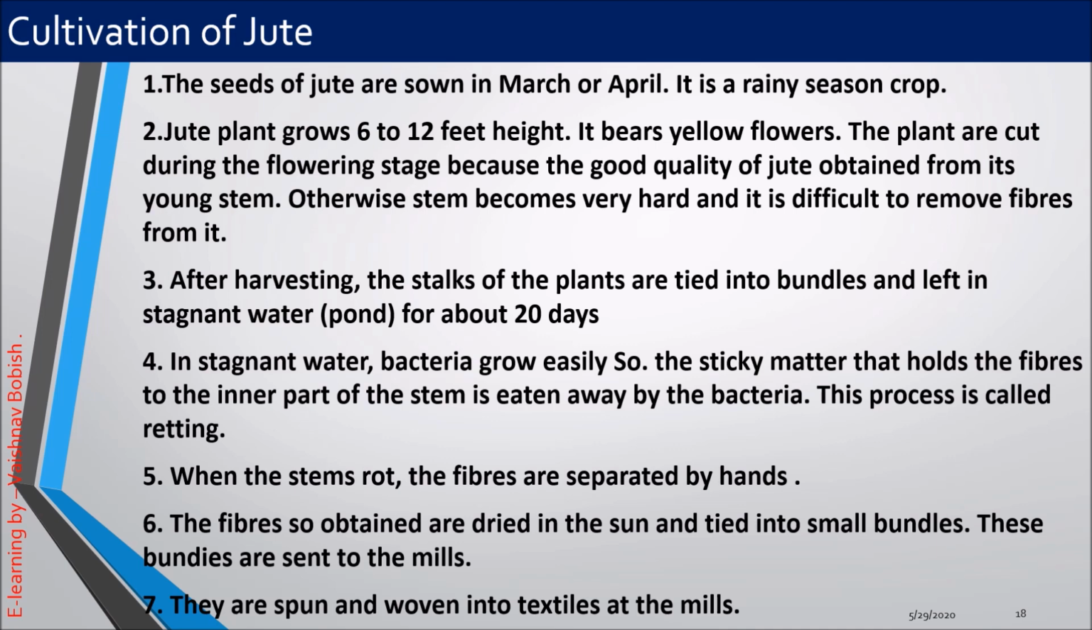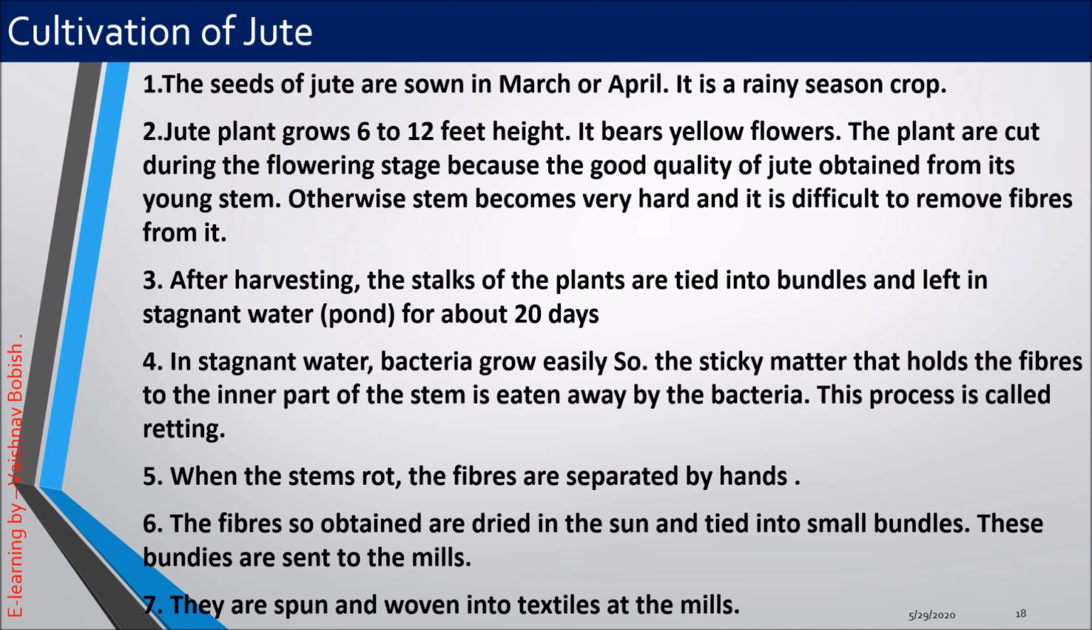After harvesting, the stalks of the plant are tied into bundles and left in stagnant water, which is known as a pond, for about 20 days. In stagnant water, bacteria grow easily, so the sticky matter that holds the fibers to the inner part of the stem is eaten away by the bacteria. This process is called retting.